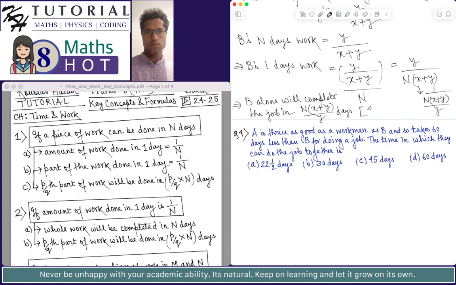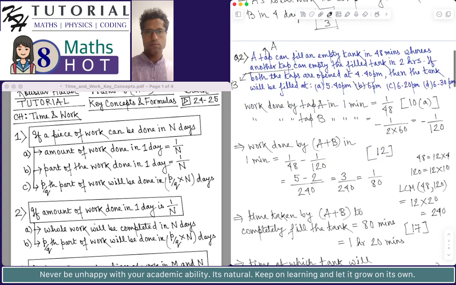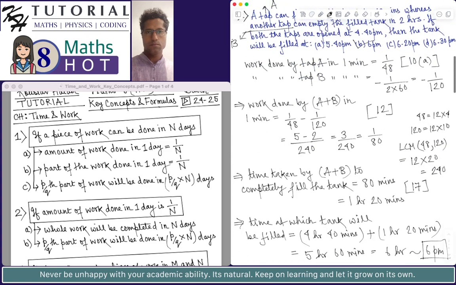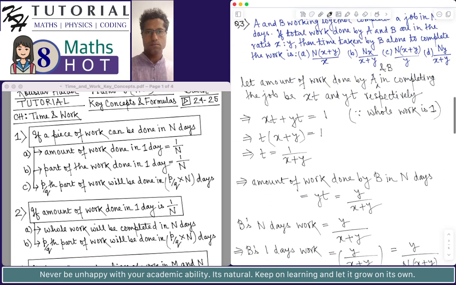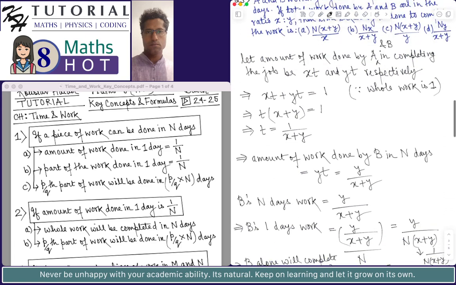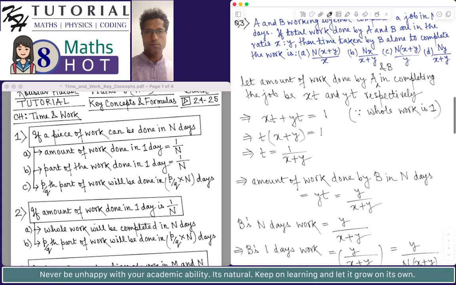So the answer should be n into (x plus y) divided by y. So the correct choice is C. C is the correct choice.